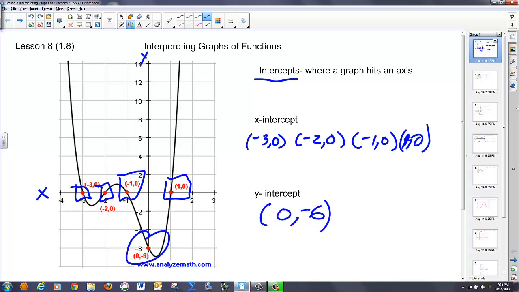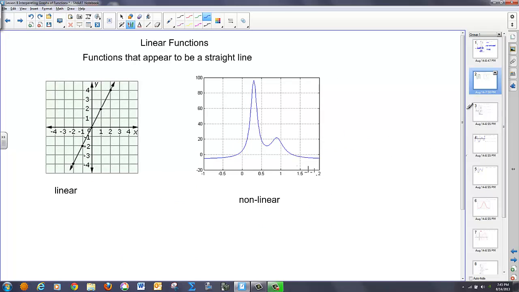Sometimes functions are referred to as what are called linear functions. In other words, graphs that appear to be perfectly straight lines that also pass a vertical line test. So this is an example of a linear function: straight line, passes the vertical line test. While this passes a vertical line test, making it a function, it undulates up and down, so it's not linear.